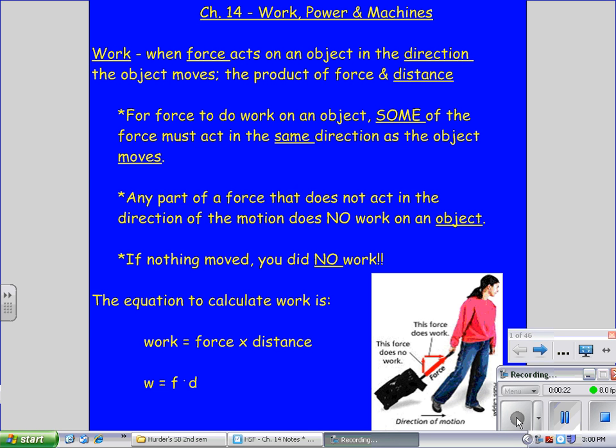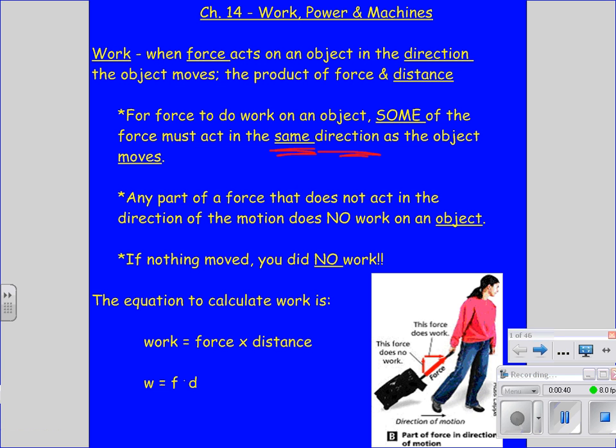So first we're going to talk about work. Work is defined, as you can see here, when a force acts on an object in the direction the object moves. Or mathematically, it's the product of force and distance, so force times distance. For force to do work, some of the force must act in the same direction as the object moves. And again, when you take physics as seniors, you will get into some more stuff with combining forces and things like that. But we'll keep it simple.